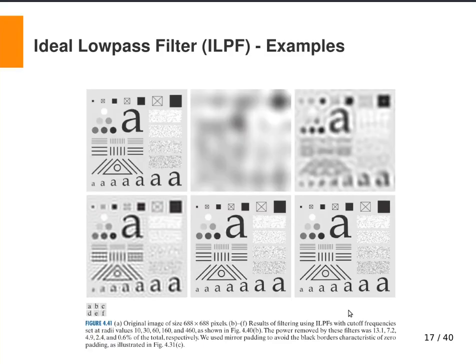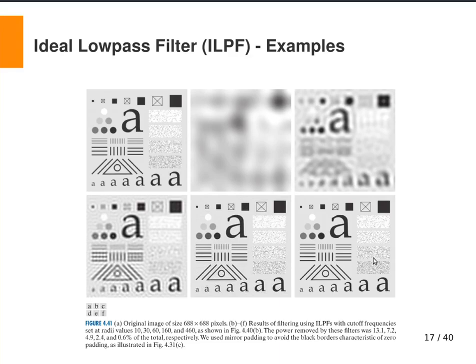So now let's see how these 5 different D0s affect the image. Here on top left we have the original image, which is of the size 688 by 688, and the following 5 images are basically the result of applying ideal low pass filter with different D0s. So here is the result of the ideal low pass filter with D0 equal 10. This one is with D0 equals 30, D0 equals 60, D0 equals 160, and D0 equals 460.